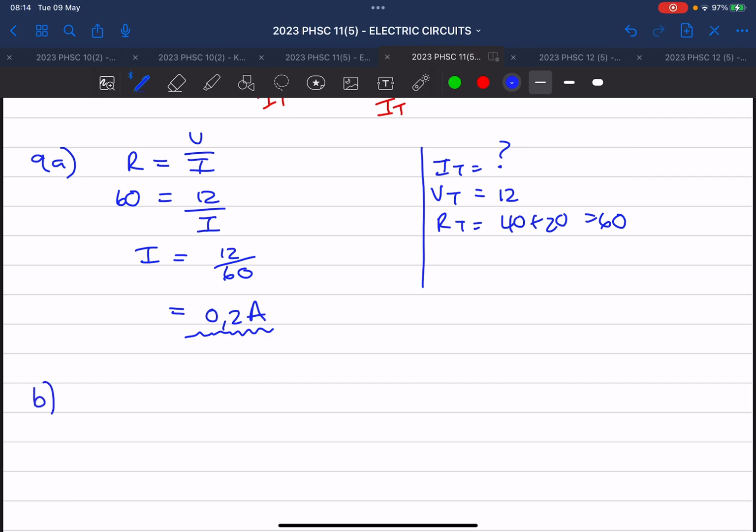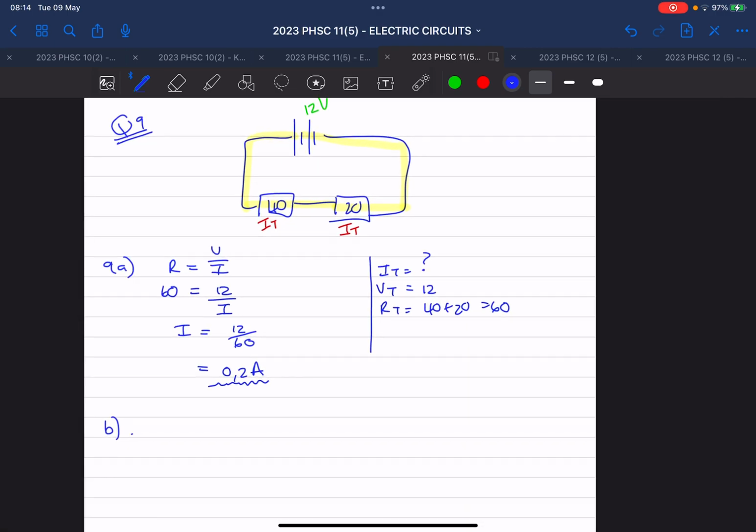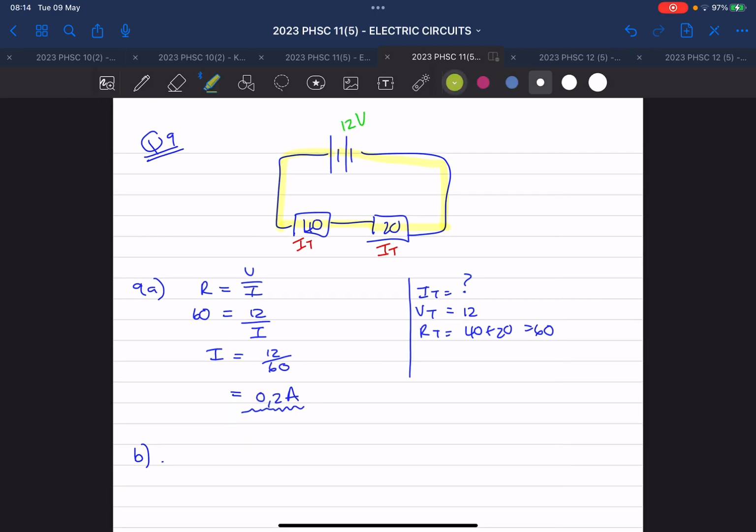Alright. Then at question 9b they ask, what is the potential difference across the terminals of each resistor? Meaning, how much volts does each one get? If I look at my sandwiches, I have 12 sandwiches. When I plan for the day, I have the 40 and the 20. So I have to divide my sandwiches into two. One here and one there. We want specifically through each resistor.